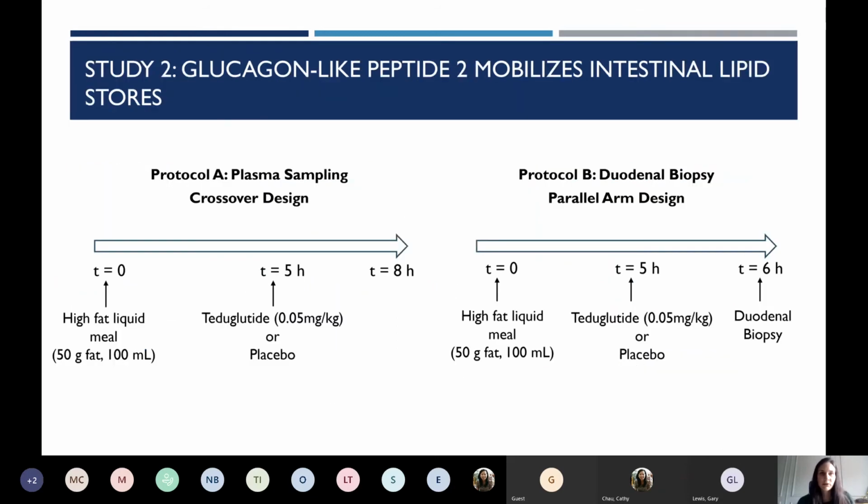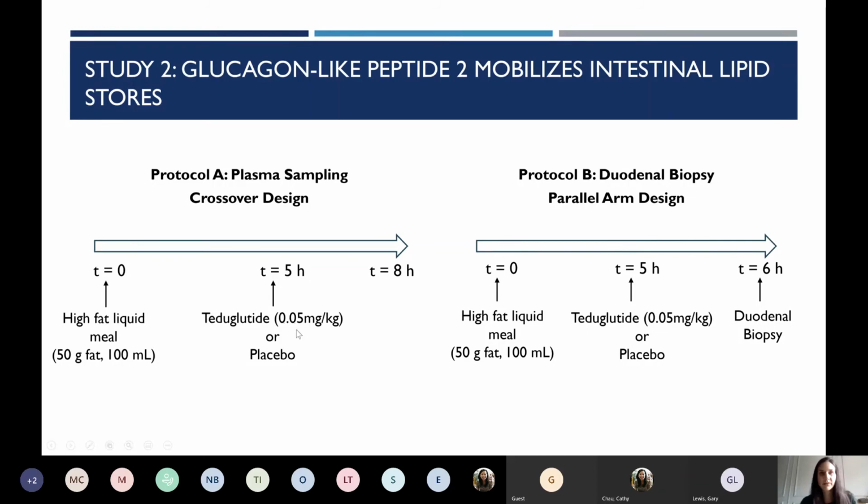So that's all I have to say about glucose. The other stimulant I wanted to talk about was glucagon-like peptide 2. Again, this is a hormone that's secreted by enteroendocrine cells within the intestine, and it can act on neural signals, and we think that that's how it's influencing intestinal lipid stores, and there could be other ways that it's affecting this as well.